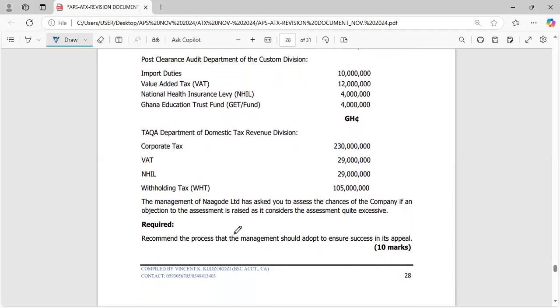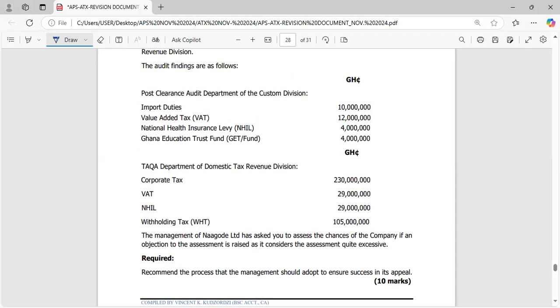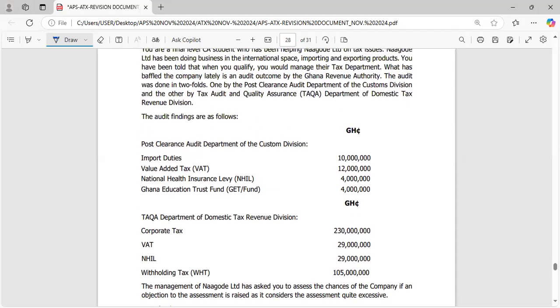The management of Nagode Limited has asked you to assess the chances of the company, if an objection to the assessment is raised, as it considers the assessment quite excessive. Recommend the process that the management should adopt to ensure success in its appeal. What will be your recommendation for 10 marks? What steps should the management adopt in order to be successful in the objection?